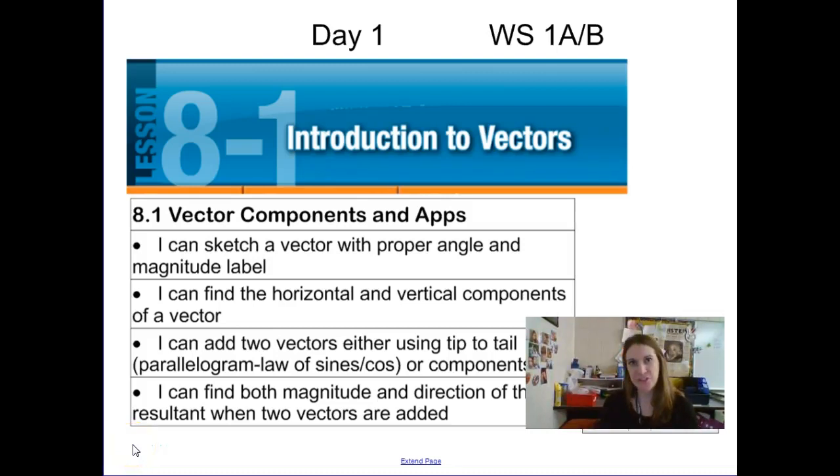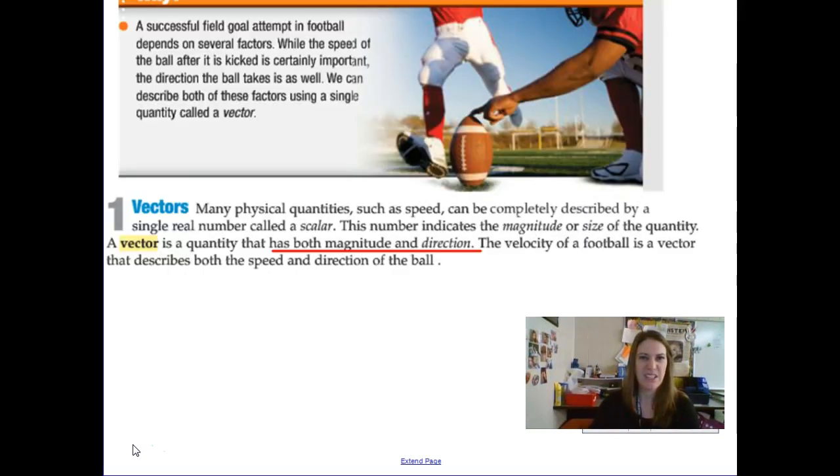So 8.1 is the start of our work with vectors, and we're going to be working with vectors for a few days here and then eventually going into polars. Vectors, you might have a little experience with vectors, well, a lot of experience in physics. If you took our trig course, you have a little more experience also. Otherwise, I think for some of our Honors Algebra 2 kids, this might be the first time.